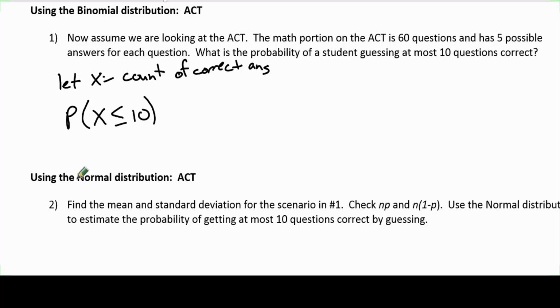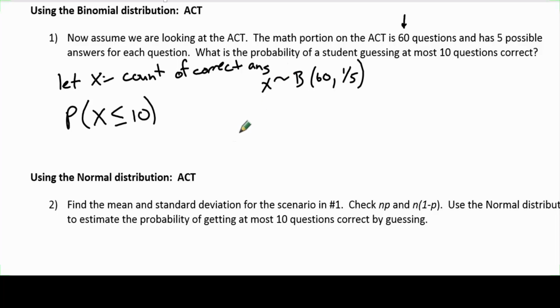So how do we figure that out? If we do this as a binomial problem, first thing is there are 2 outcomes. It's either correct or not correct. Each probability is the same. There is a set number of questions, a set number of trials, that's our 60, and each one is independent. So this is binomial, and our number of trials is 60. And our probability of success is 1 out of 5. So x is binomially distributed with those parameters.